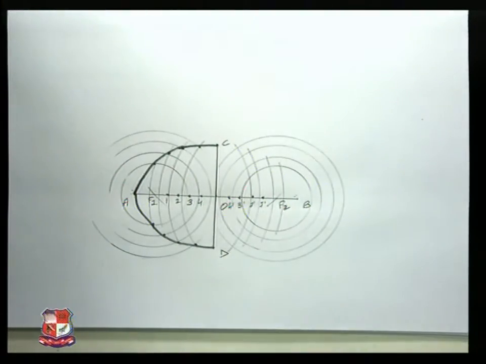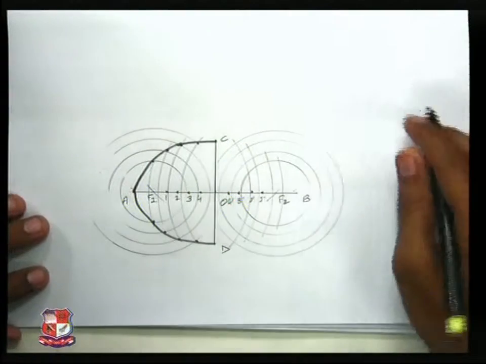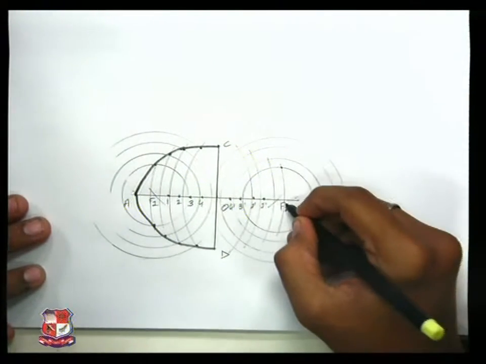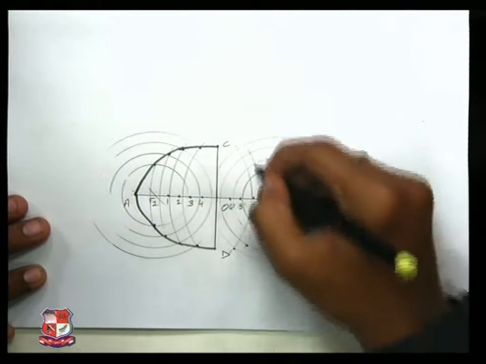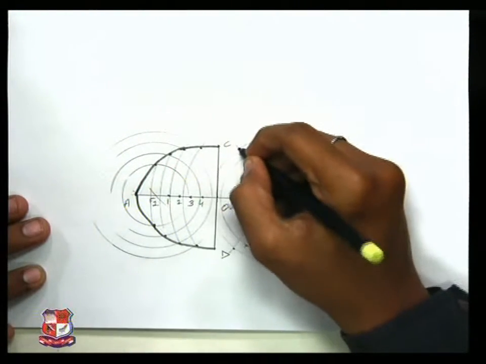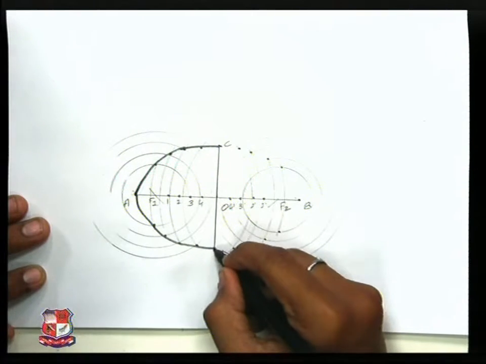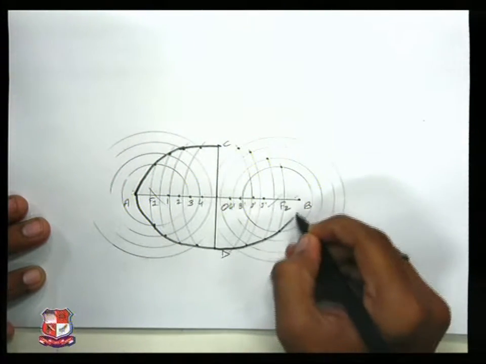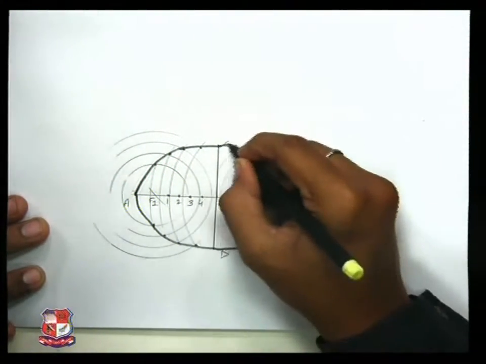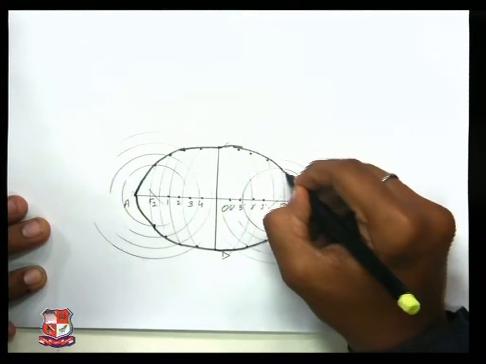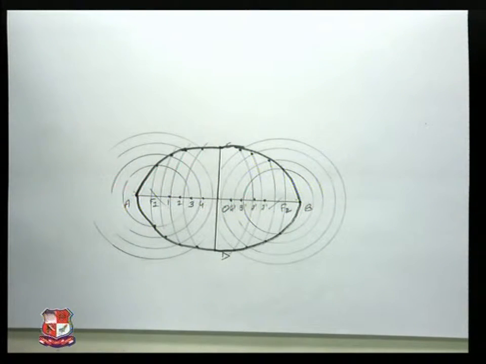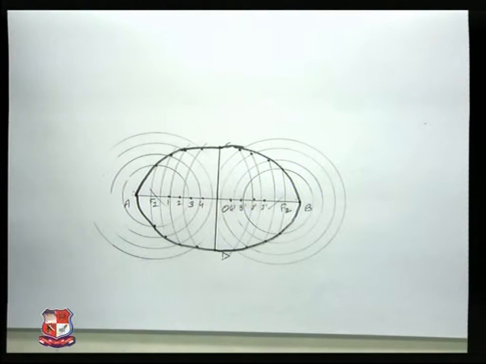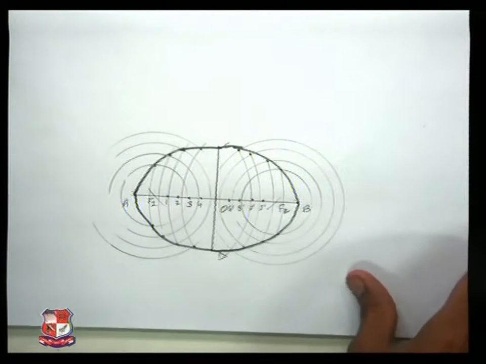Now mark all the points. These 4-5 points, mark them out. Join them with a smooth curve, and this is how you can draw your ellipse using the arc of circle method. Now let's look at the next question, please.